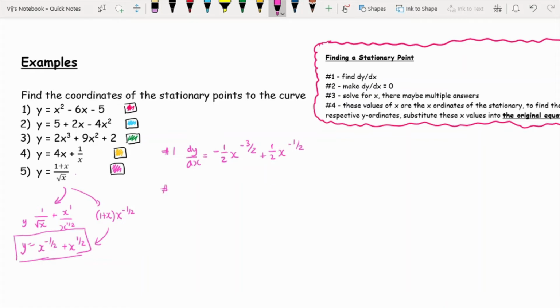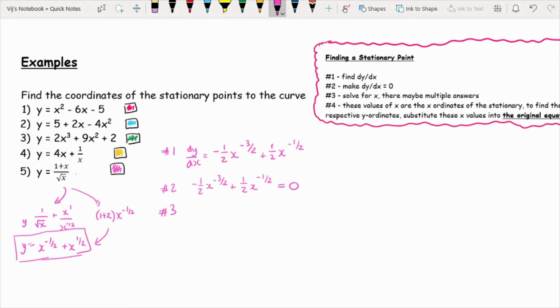Now for the second step we want to make that equal to 0, so I've got minus a half x to the minus 3 over 2 plus a half x to the power of minus a half equals 0. Now you might be thinking to yourself, that looks a little bit nasty. It looks very messy. How on earth are we going to solve this? Because it doesn't look like a quadratic, it doesn't look like a cubic. One thing I could do is rewrite this so that it's introducing square roots, but there's no comfort in that because it just seems to get a little bit more weird.